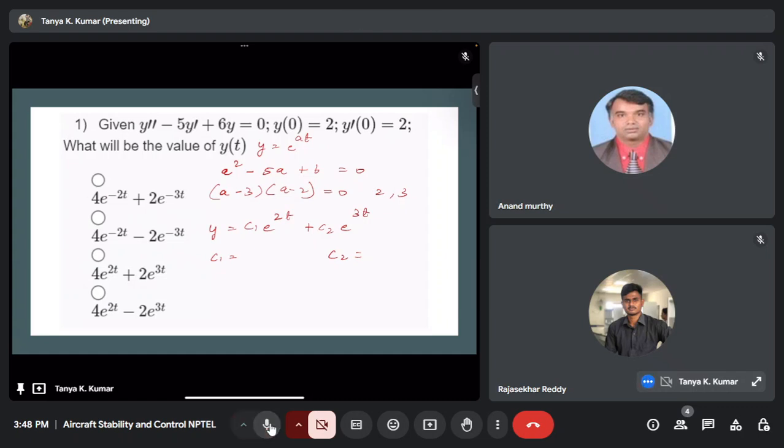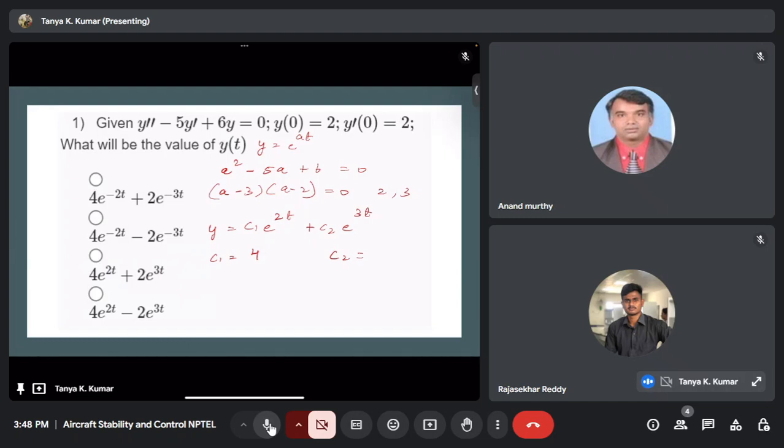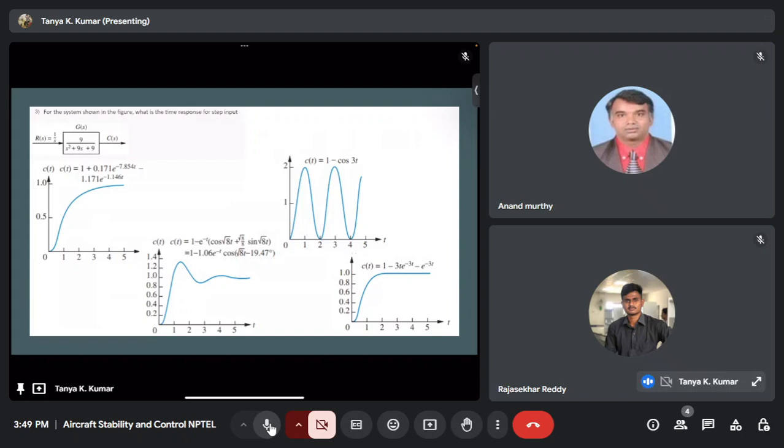Actually very straightforward. So you get c1 equals 4 and c2 equals minus 2. So your solution will be y equals 4 e power 2t minus 2 e power 3t, which is option number 4. So this is the solution. Next, this was the question that we discussed yesterday.